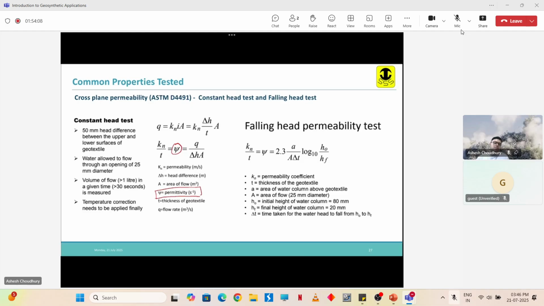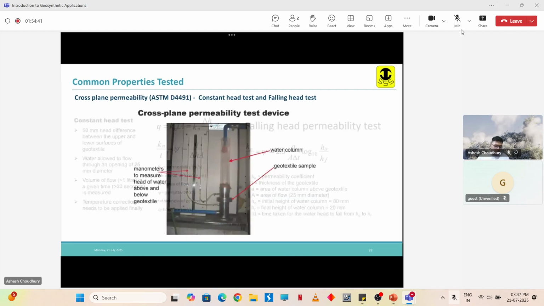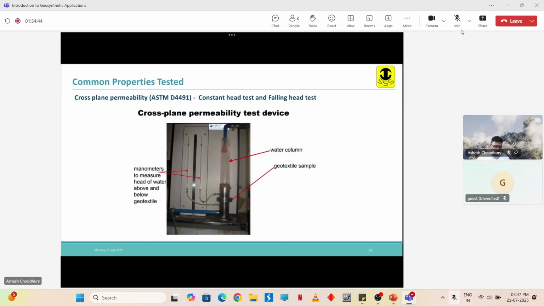Now next you have the falling head permeability test. Falling head permeability is also the same, just the head changes in a certain duration of time, delta T. The initial head is H naught, the final head is HF, and the time taken for the head to fall from H naught to HF is delta T. That we measure, along with the cross sectional area, and then we find out this cross plane permeability or the permittivity. So you can see the geotextile sample is placed here, the water column is there, and manometers are used to measure the height.